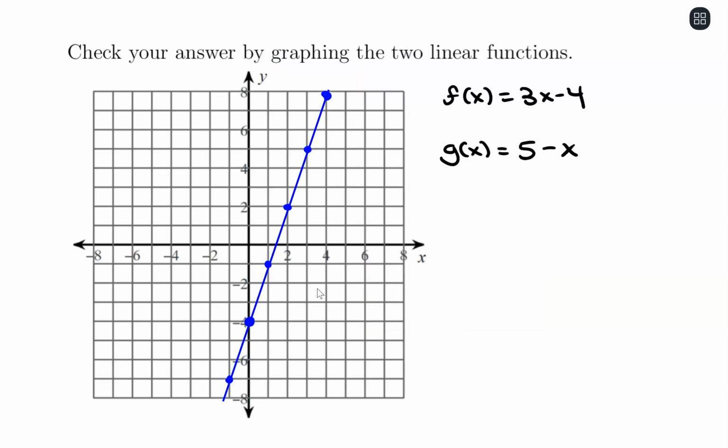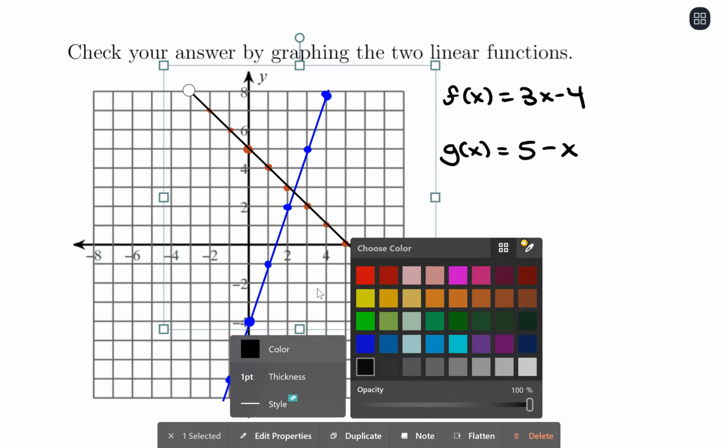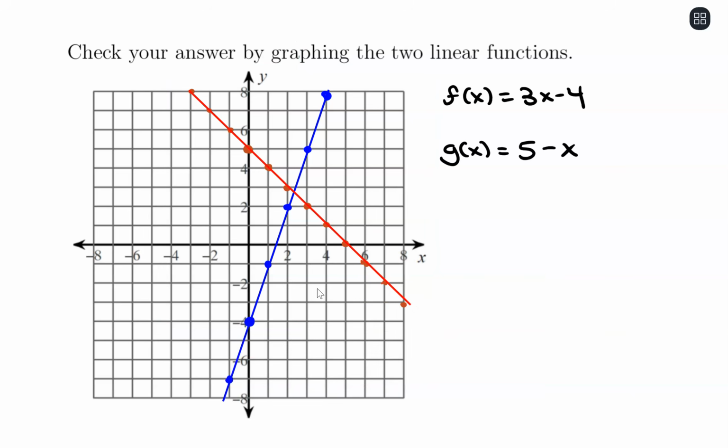Let's do the same thing with 5 minus x. So with this, it's a positive 5 intercept and then a negative 1 slope. So we're going to go down 1, right 1, down 1, right 1, so on and so forth. Okay, so if I connect those, that'll be a graph of g of x. Okay, so our answer is coming in right here with x and y.